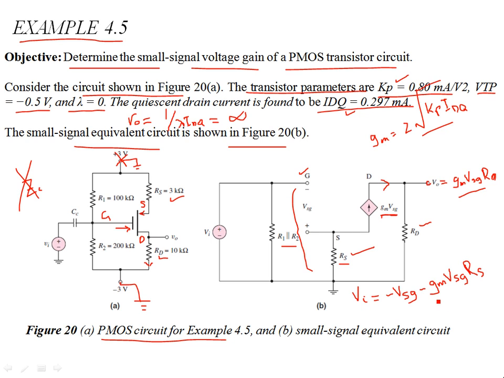Okay, now if you write this expression in terms of VSG, that can be written as VI minus VI divided by 1 plus GM RS. Okay, so that is my VSG. So this is the VSG voltage that is available, multiplied by the transconductance gain gives you the drain current.